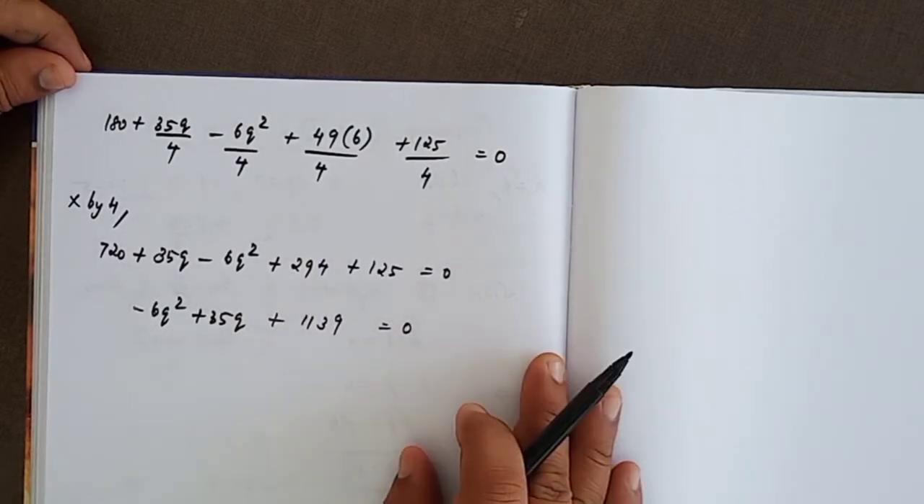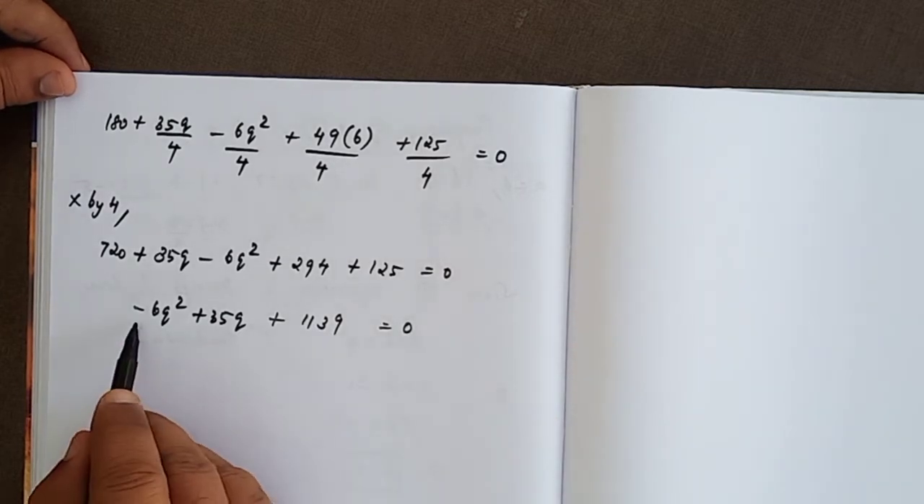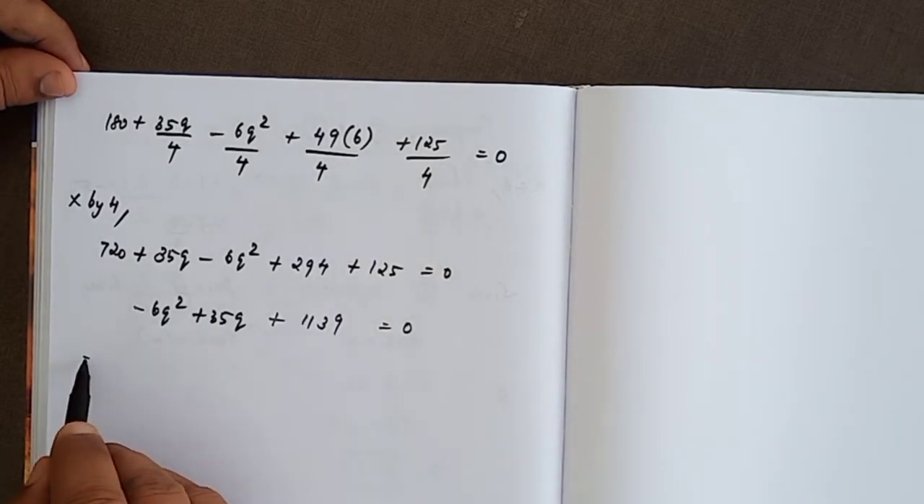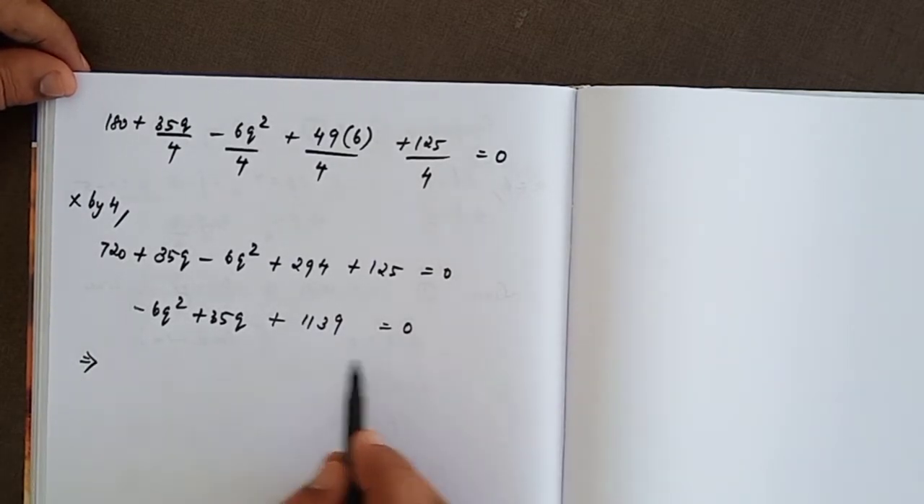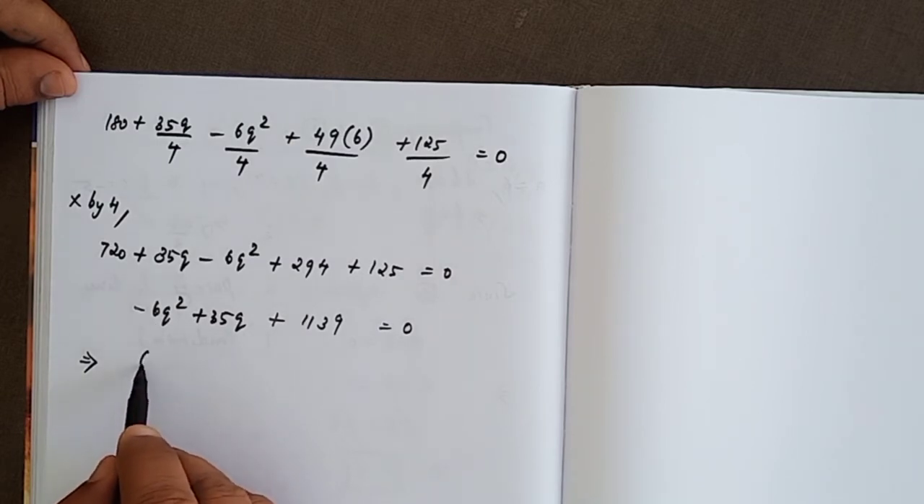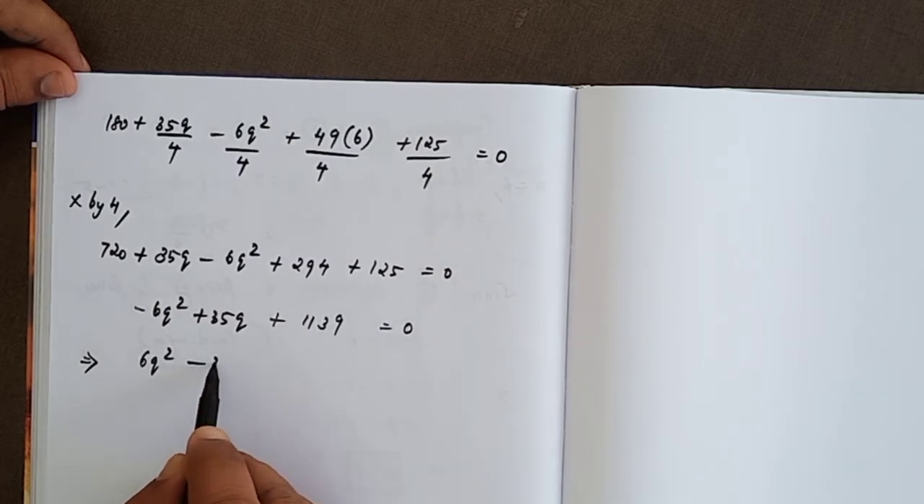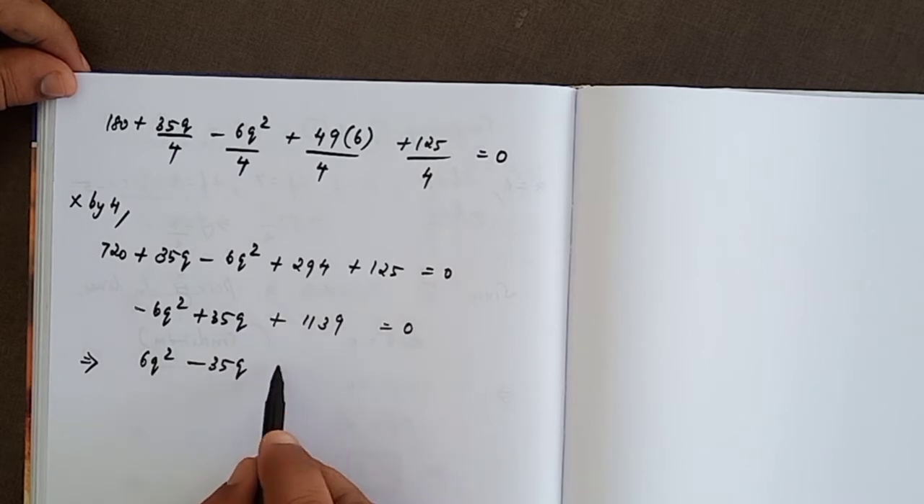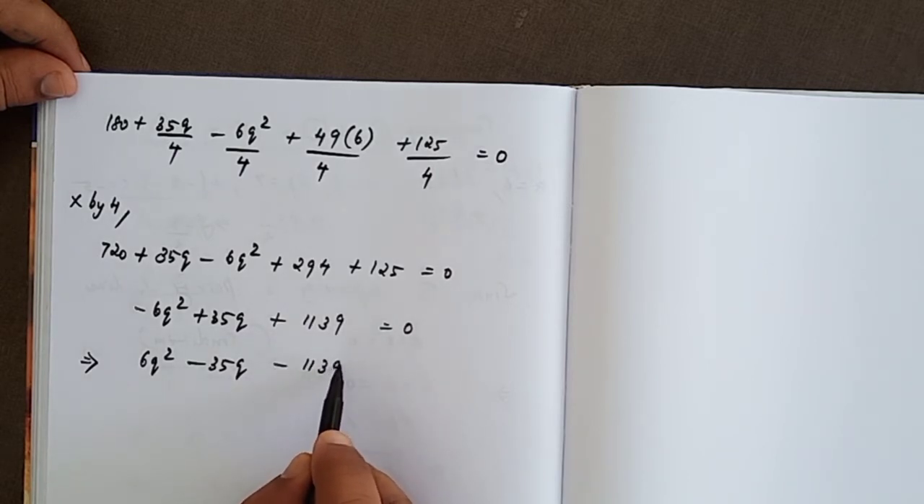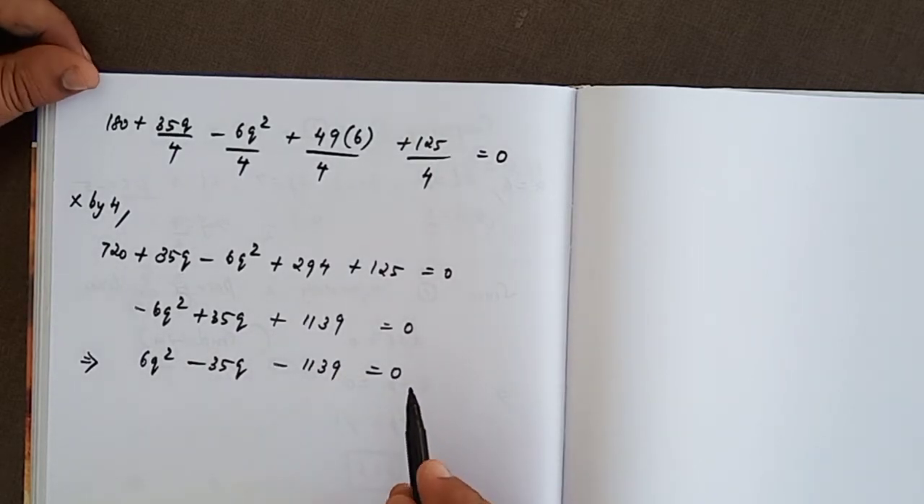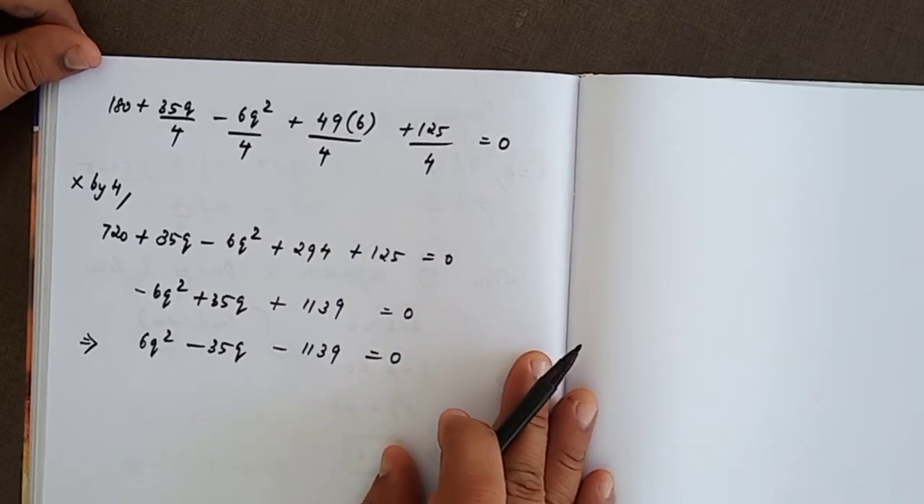So we got the quadratic equation, but look at the sign here. The first sign cannot be negative, so multiply by minus. If you multiply, this minus becomes plus, this plus becomes minus, and this plus becomes minus 1139, that is equal to 0. Now we have to factorize.